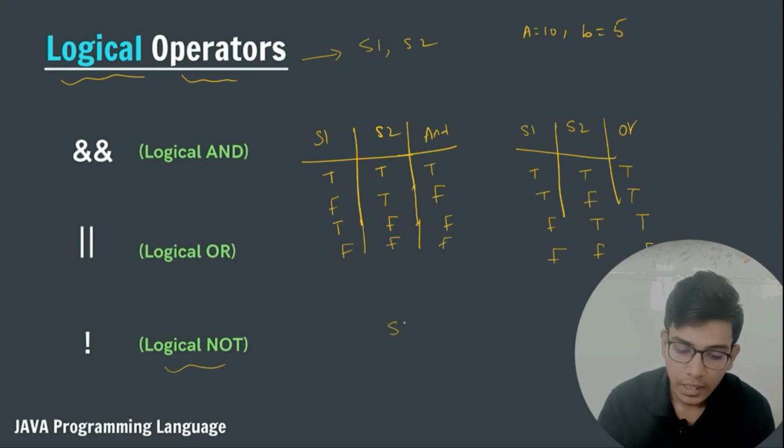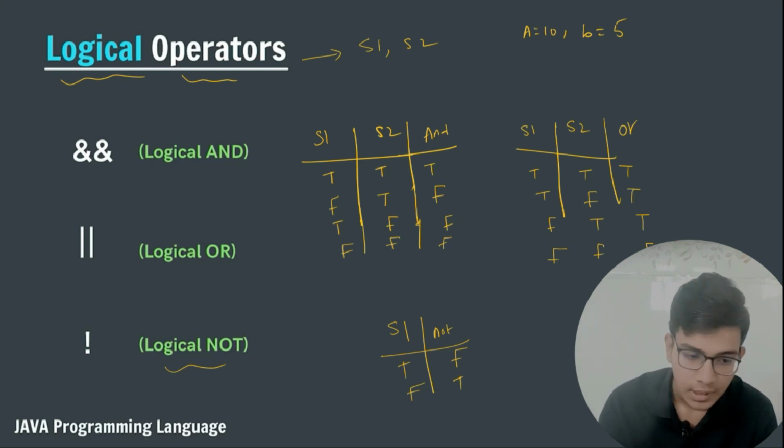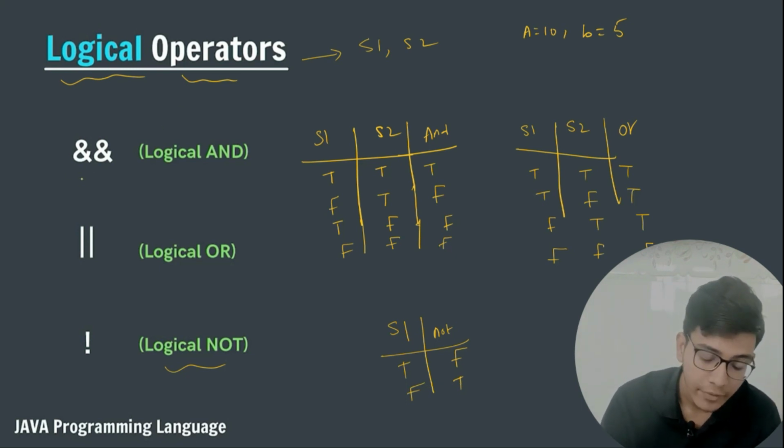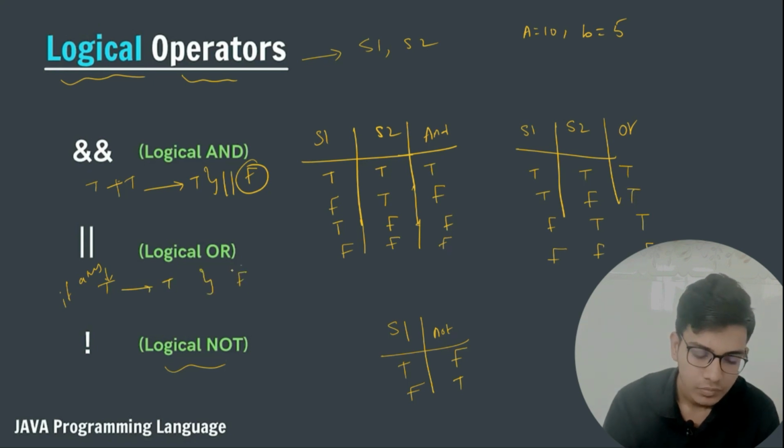It will only take one statement. Logical not: if you give it true, then it will give us false. If you give it false, then it will give us true. The reverse thing will happen. So the main motive here is that and will always give us true if both are true; otherwise the answer will be false. For or, if any one is true, then it will give us true, or else false.